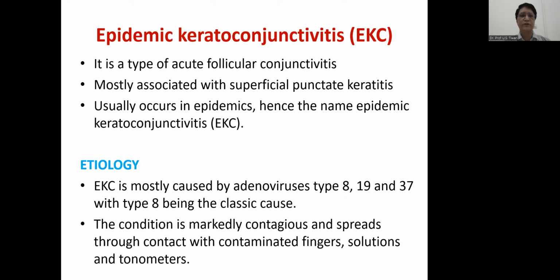Epidemic keratoconjunctivitis is a type of acute follicular conjunctivitis. It is mostly associated with superficial punctate keratitis. It usually occurs in epidemics, hence the name epidemic keratoconjunctivitis. The etiology of EKC is mostly adenovirus types 8, 19, and 37, with type 8 being the classic cause.